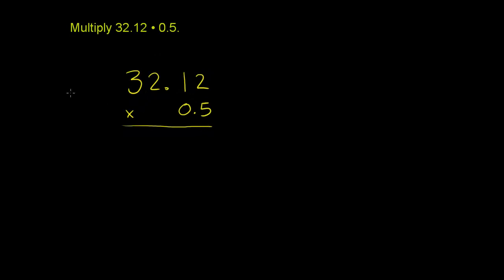So let's get started. If we were just multiplying 5 times 3,212, we would say, well, 5 times 2 is 10. Regroup the 1. 5 times 1 is 5, plus 1 is 6. 5 times 2 is 10. Regroup the 1. And then finally, you have 5 times 3 is 15, plus 1 is 16. And then we don't have any other places.